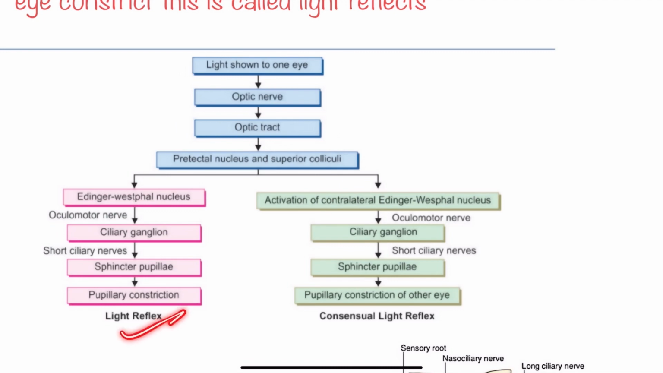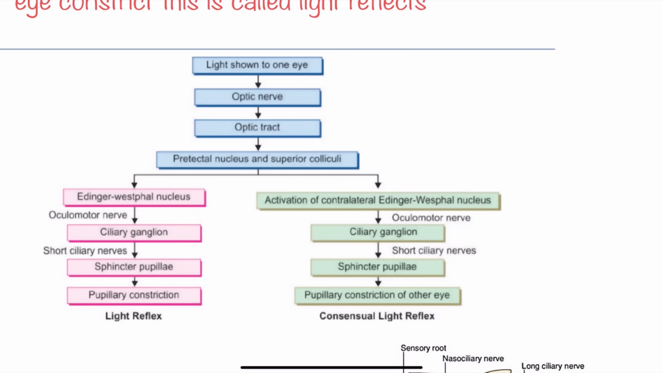The direct light reflex is the one happening in the eye on which you throw the light directly. So what happens in that eye? The Edinger-Westphal nucleus receives the impulse from the pretectal nucleus and the superior colliculi. From there, through the oculomotor nerve, it reaches the ciliary ganglion. From there, through the short ciliary nerves, it reaches the sphincter pupillae, and from there it does pupillary constriction. This is what happens in the eye where we are throwing our light.